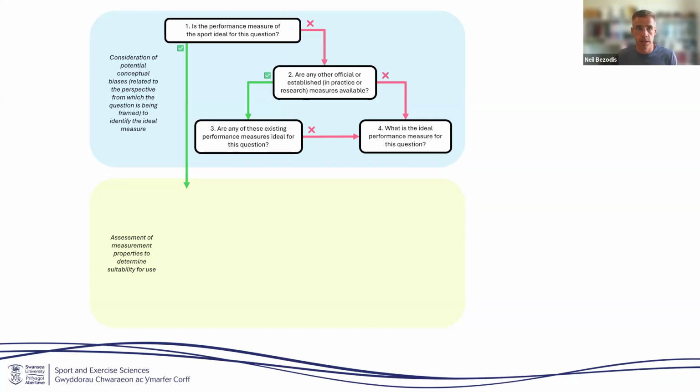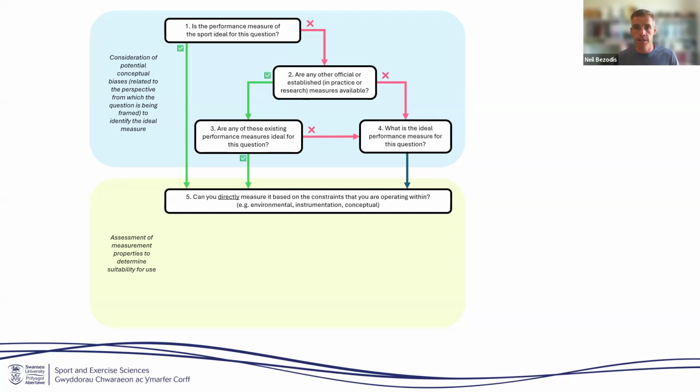Ultimately, when you've identified the ideal measure, we then move into this assessment of its properties. So firstly, can you directly measure it? And that is based on the constraints that you're operating within: the environment you're in, the instrumentation you've got, the concept itself, as I touched on in the rowing example. Again, it's quite situation specific. There may be some instances where you do have access to instrumented starting blocks and you can measure forces, but in an applied environment with limited access to athletes or limited use of those blocks, it may not be possible. And if it's not, can we indirectly calculate or determine it?